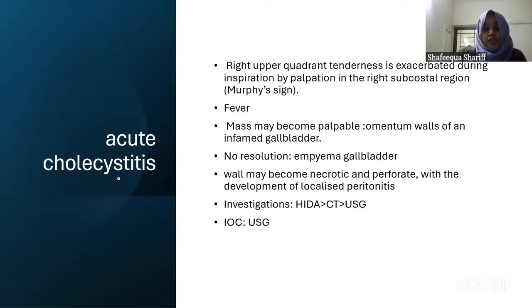So coming to acute cholecystitis, the first picture that we saw was Murphy's sign. Right upper quadrant tenderness exacerbated during inspiration by palpation in the right subcostal region. The pain is referred to the shoulder because the phrenic nerve root is C5 and the supraclavicular nerve root is C4, C5, C6. So they share a common C5 root. That is why you have pain in the right supraclavicular shoulder also.